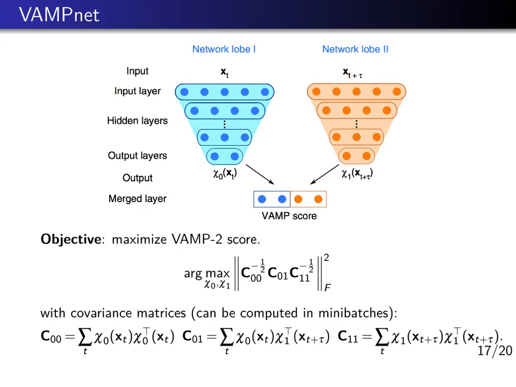The problem is that this minimization problem can be solved by completely trivial projections. So for example, if I just always project on constant functions, then I can easily make my time propagation error in the latent space 0. So just having a 0 reconstruction error in the latent space doesn't mean anything. It doesn't mean that I have learned anything useful about my original time series. Whereas maximizing this variational score will have a useful optimum.